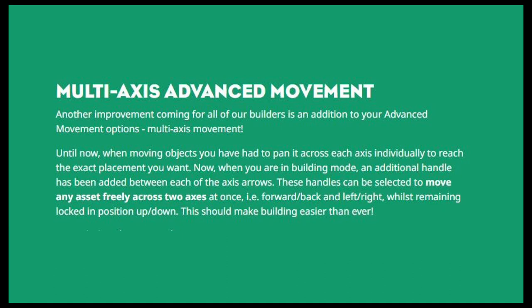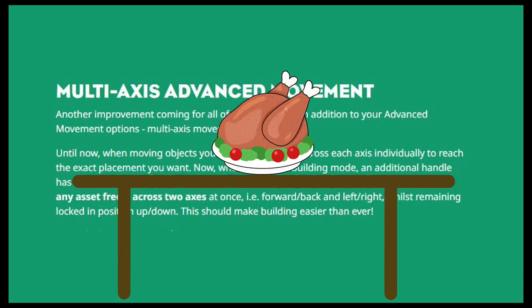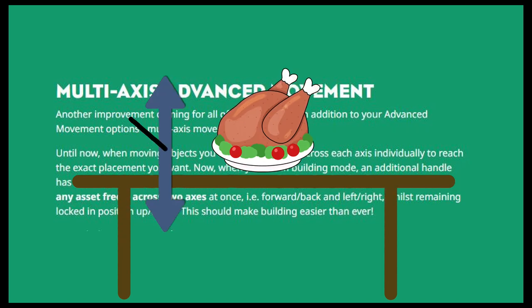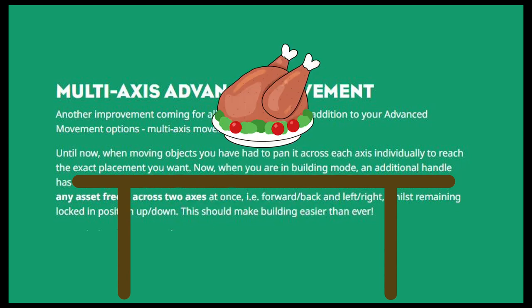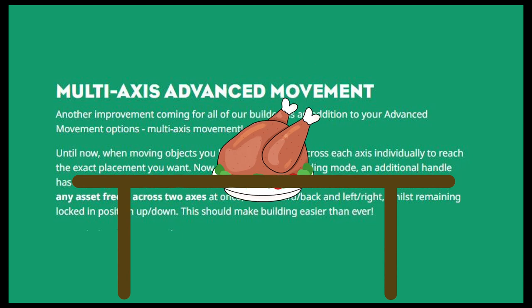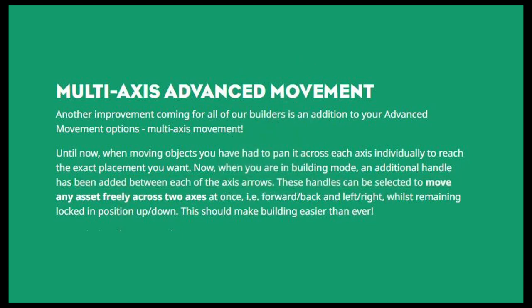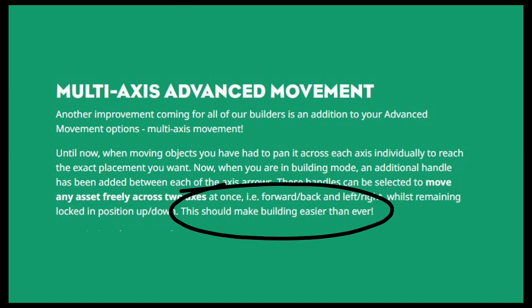Now, this should make it so much easier to, say, place something on a table. You put the plate on the table and you lock it to that surface, you lock that axis, but you can move it left, right, back, forth without having to worry about it floating or sinking into the table. And the same thing when you're placing things on walls. This should make building easier than ever. If this works the way I hope it works, yes please.